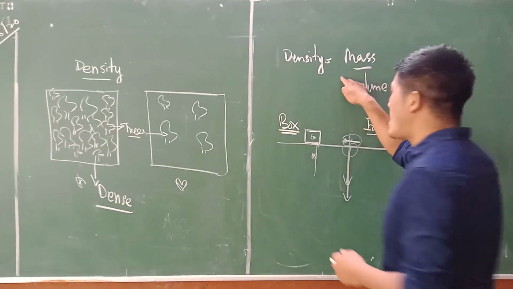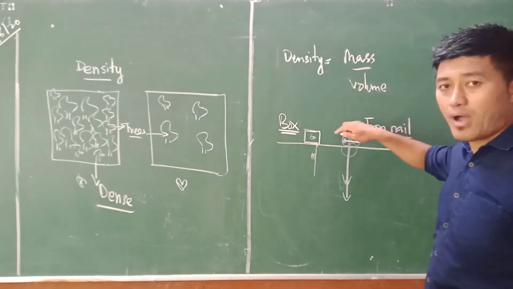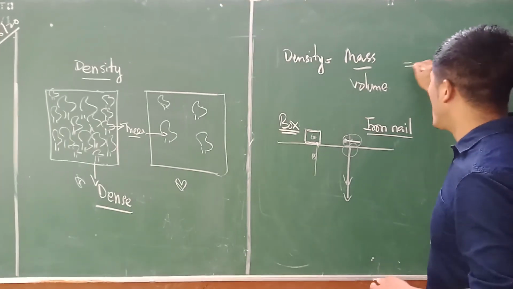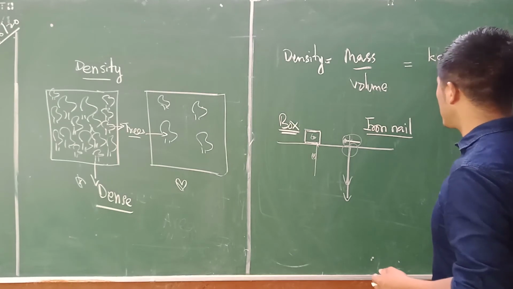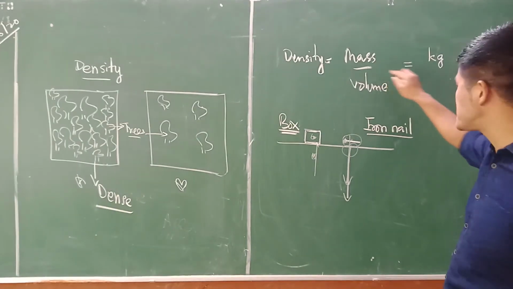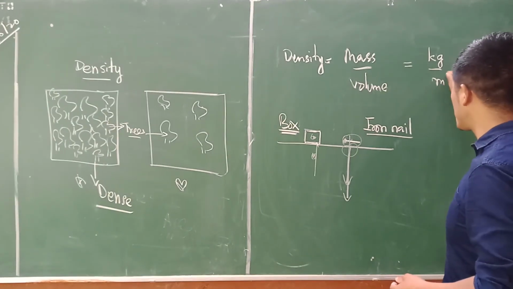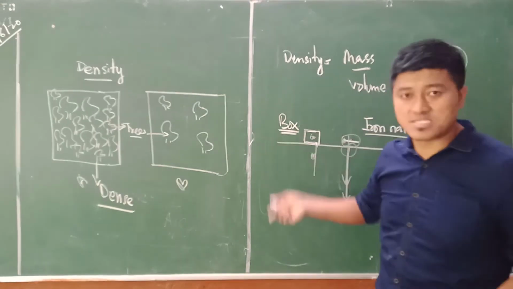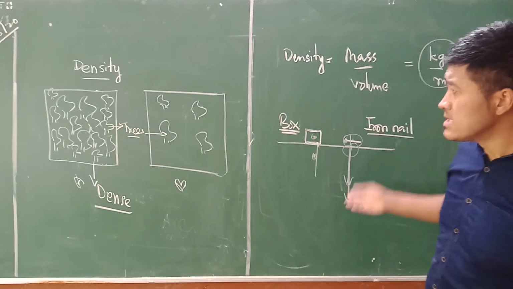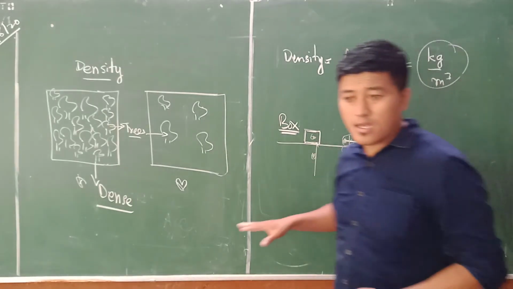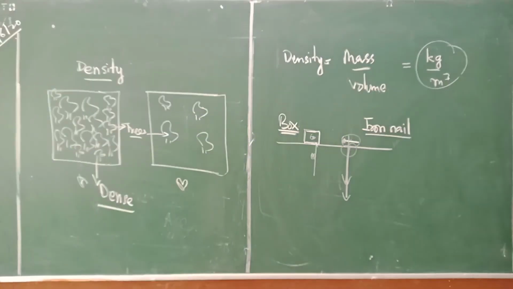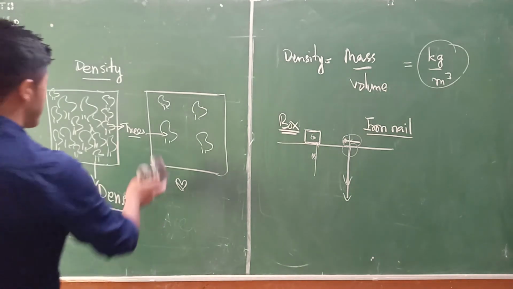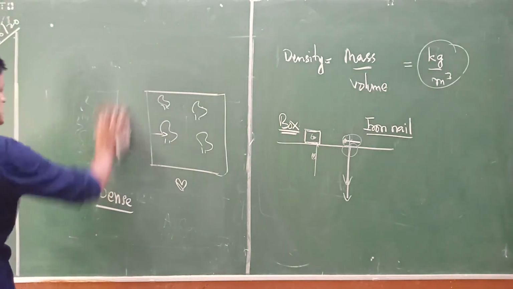So, density is defined as mass divided by volume. Normally we use the unit kg for mass and meter cube for volume. So kg per meter cube is the unit of density. Is that clear? Speaking about density, it is very important for us to understand another principle, the Archimedes principle.